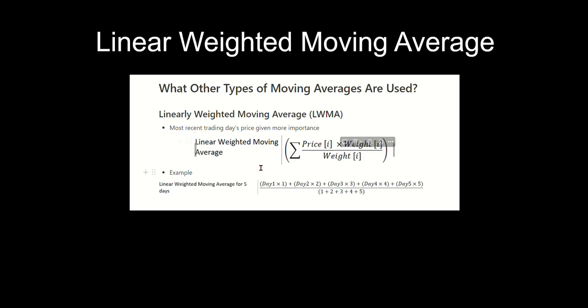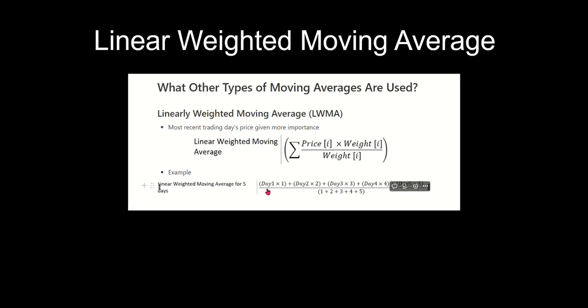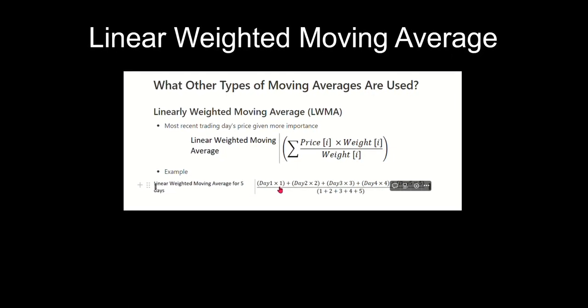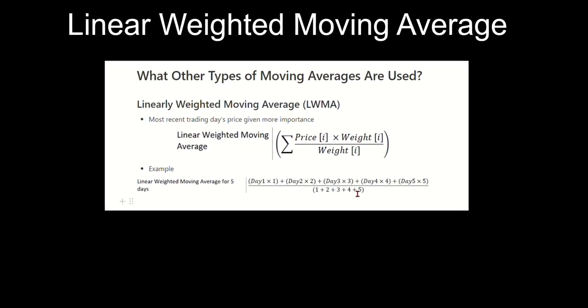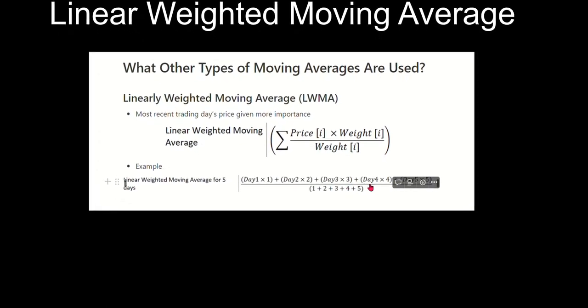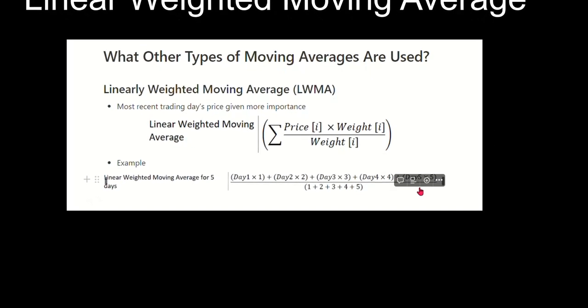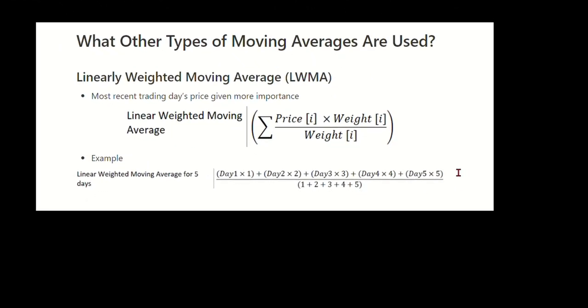This is the formula for the linear weighted moving average. We can see this formula with an example. We'll take the closing price. Right now, we are going to calculate linear weighted moving average for 5 days. We'll take the closing price for 5 days. Closing price for day 1 is multiplied with 1, closing price for day 2 multiplied with 2, closing price of day 3 multiplied with 3, so on and so forth, with closing price of day 5 multiplied by 5.